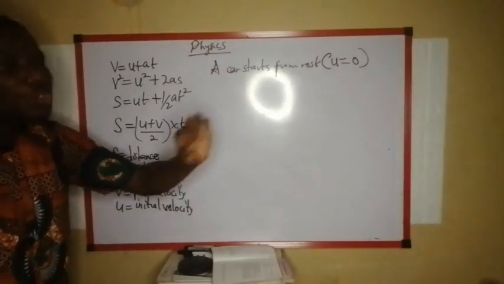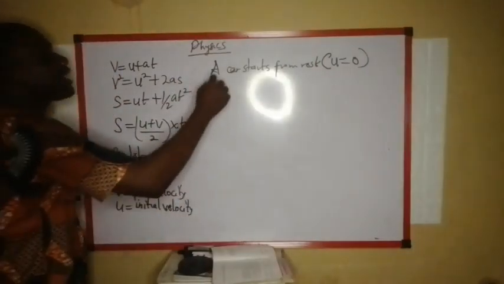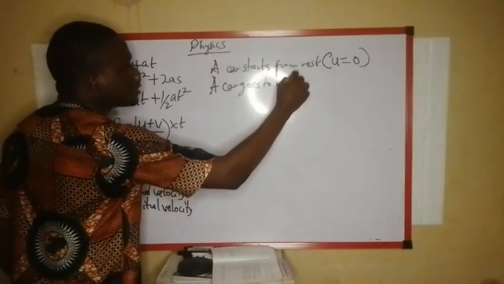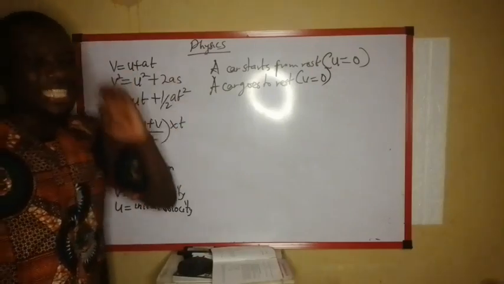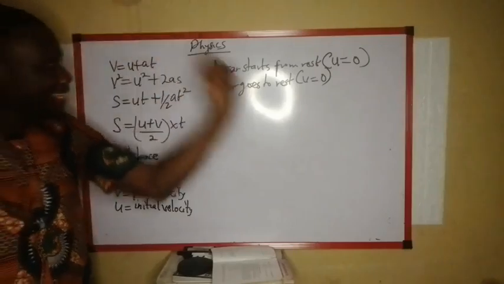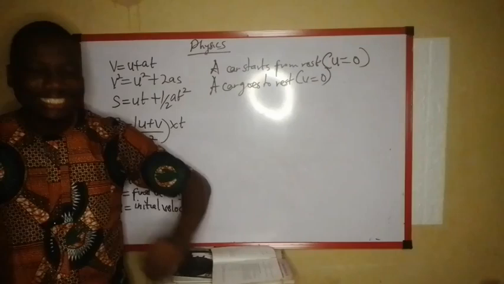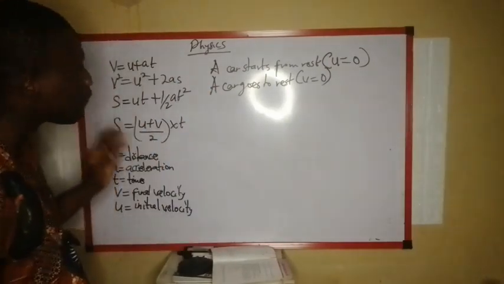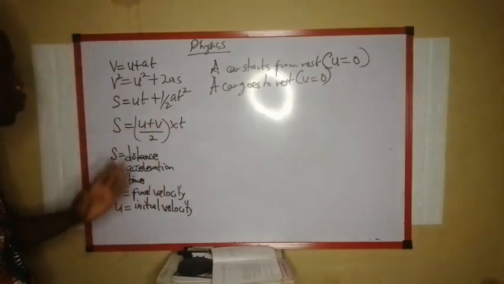Then in a situation where a car goes to rest, it implies that the final velocity V is 0. A situation where a car starts from rest, the initial velocity is 0. And a case where a car goes to rest, the final velocity is 0. So these points are very much important as we are going to be solving questions together.